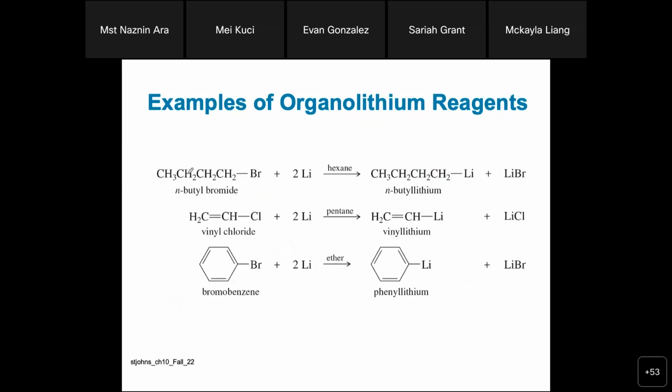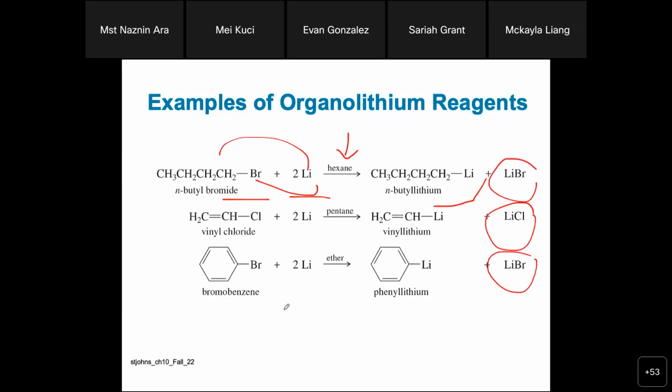So here we have n-butyl bromide plus 2 lithium. Here they use hexane, so we can make n-butyllithium. And the byproduct: one lithium adds here, and the other lithium comes here, giving lithium bromide. Similarly, lithium chloride, similarly, lithium bromide. So see the alkyl, vinyl, and also phenyl or aryl, whatever you say. We can provide this type of reagent using lithium, not only the Grignard with magnesium and ether.